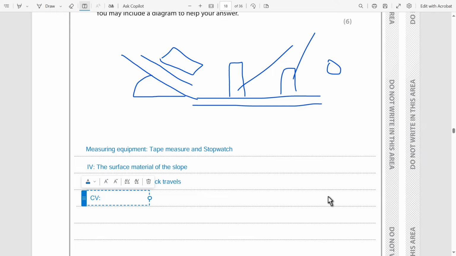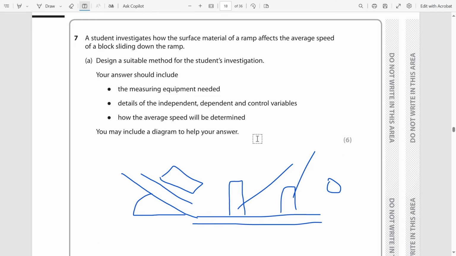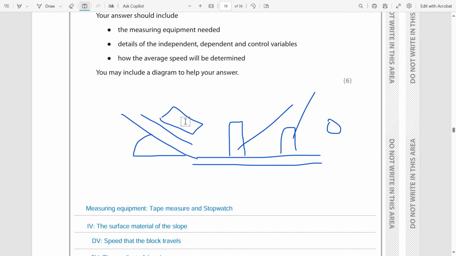What I'm gonna say, guys, is the gradient of the slope. But you can also say the distance that the block travels, or the starting point of the block. What else could you say? The material of the block, maybe. Material of the plane, this part here.